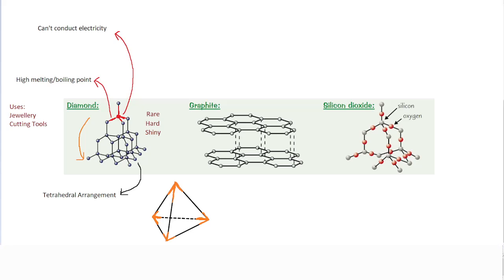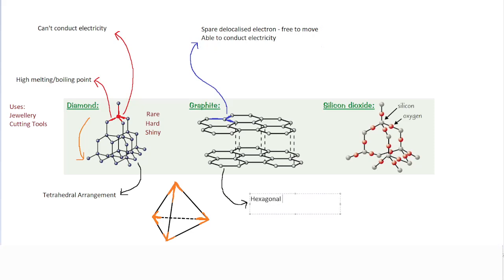Comparing this to graphite, we can see that each carbon atom only makes 3 covalent bonds. This leaves a delocalized electron that is free to move around the structure. Therefore, graphite can conduct electricity. Graphite is also made up of only carbon atoms, but it has a hexagonal arrangement. Between the layers, there are weak bonds, as shown by the dotted lines.